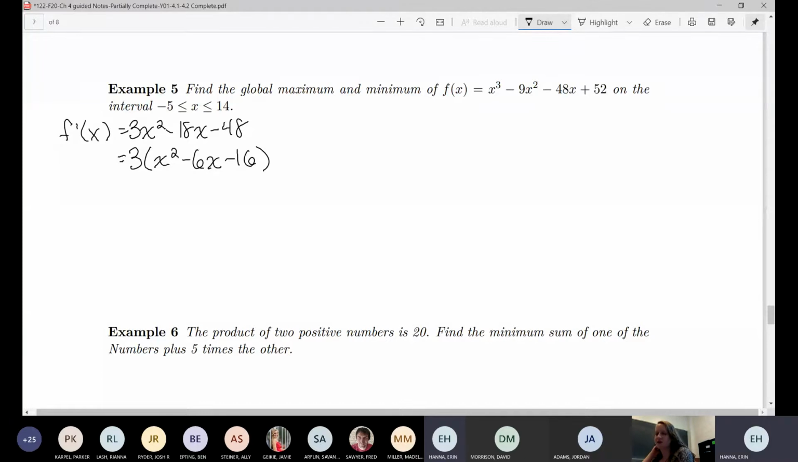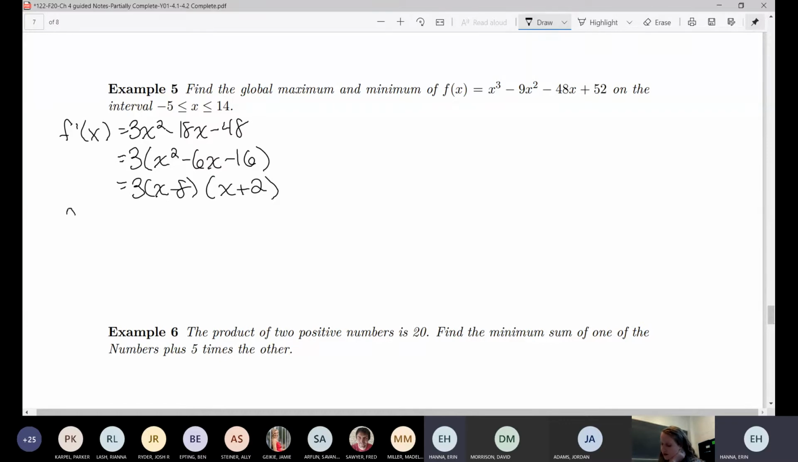We have worked with this function before, if it seems familiar. And then we can factor this, or you can use the quadratic formula if you just want to go ahead and set it equal to 0 and use the quadratic formula. But if we find two numbers that multiply to -16 and add to -6, we'll get -8 and +2. So this will factor into (x - 8) and (x + 2).